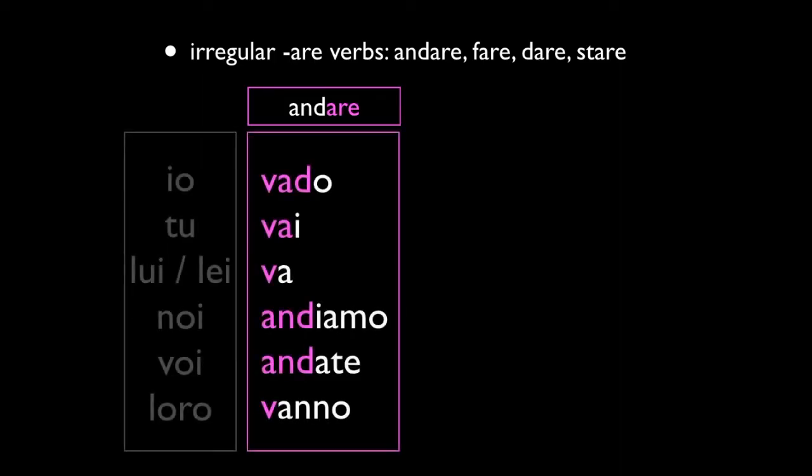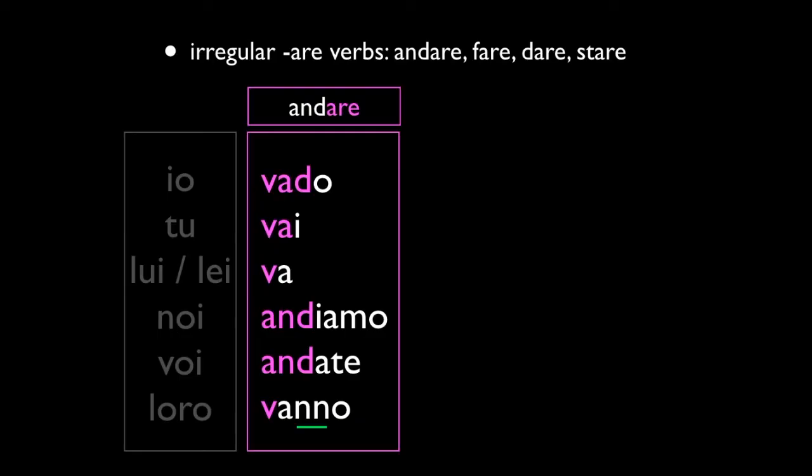And that is this. The full conjugation of andare is vado, vai, va, andiamo, andate, vanno. There are the subject pronouns on the left. If you don't know those by now, spend some time learning those. They are in order from top to bottom: I, you, he, she, we, you all, and they. So vado is I go, vai is you go, va, he, she, or the formal you goes. Noi andiamo is we go, voi andate is you all go, and loro vanno is they go.